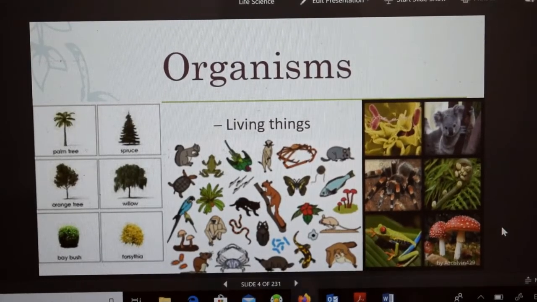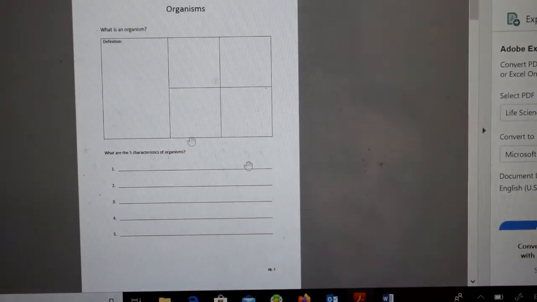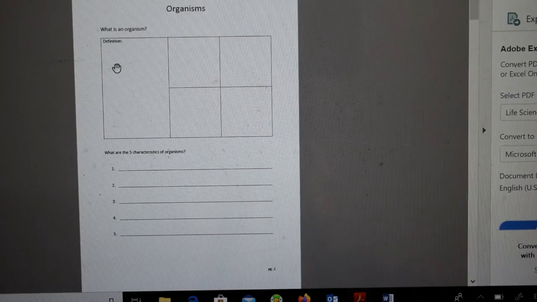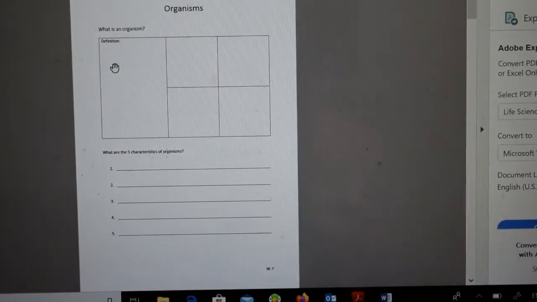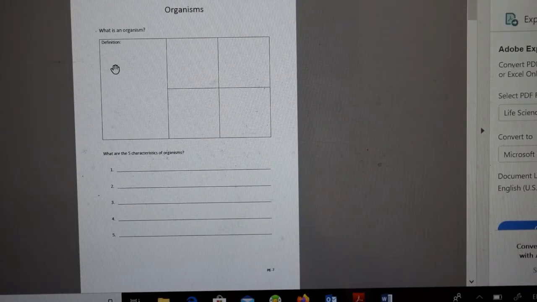Well, in a second here, we're going to describe what exactly are the characteristics of organisms. So make sure you have this sheet ready. We can write down the definition here. In here you can write down an organism is any living thing, or you could put down the definition I wrote, which is basically an individual animal, plant, or single cell life form. And then in these four boxes, go ahead and draw an example of a plant and an animal, okay?